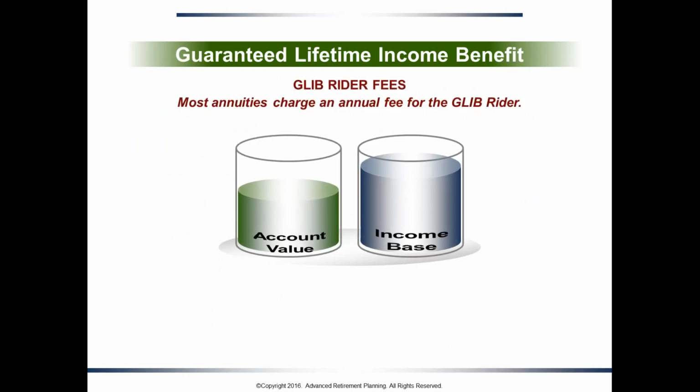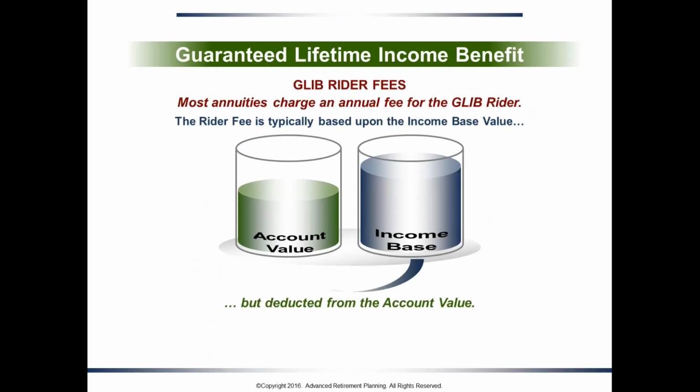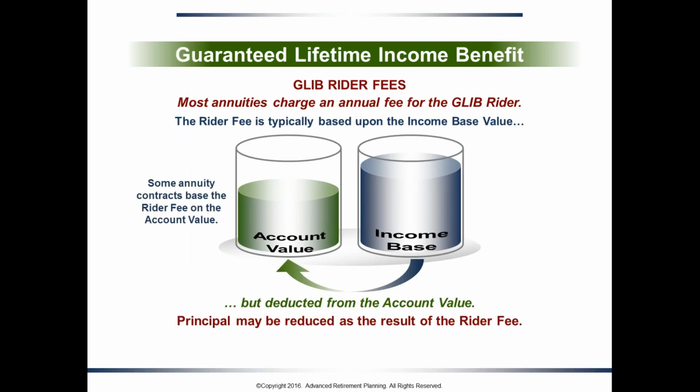Right. Now let's talk about fees. There are exceptions, but most annuities charge an annual fee for the rider. The average is probably about 1% per year. Here's the thing we've got to look at about these fees: the rider fee is typically based upon that larger income base value, guys, not the account value, but it's deducted from that account value.